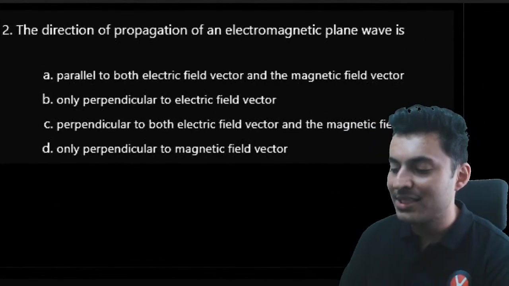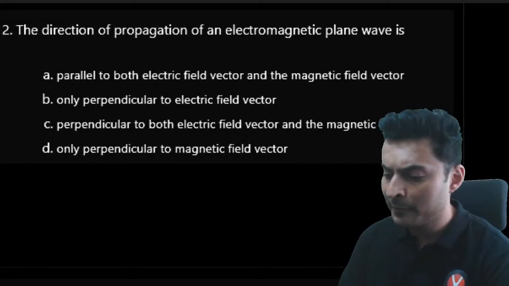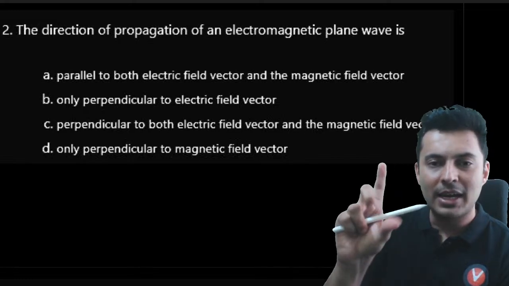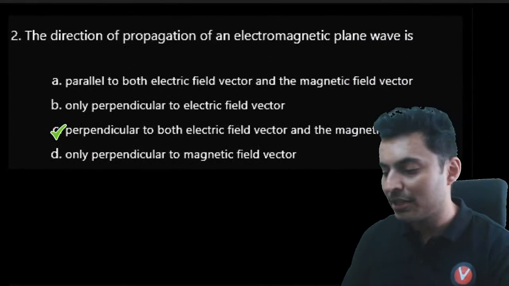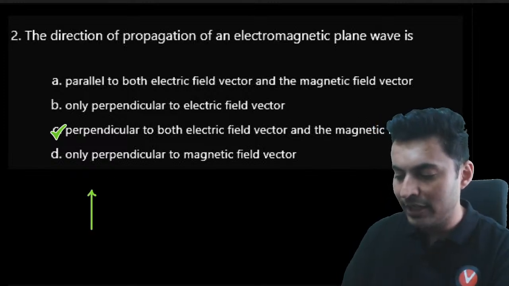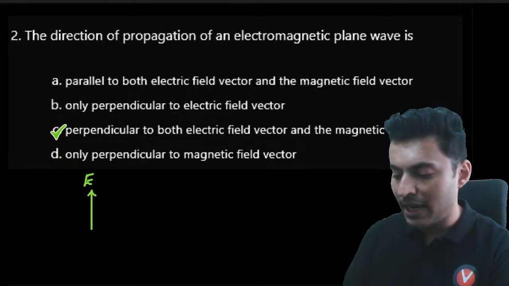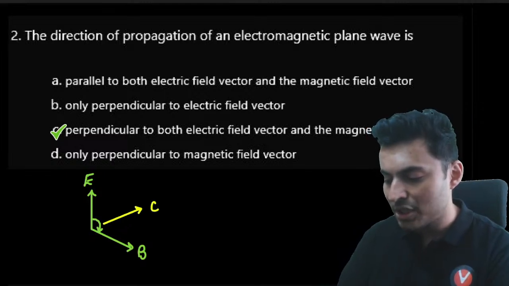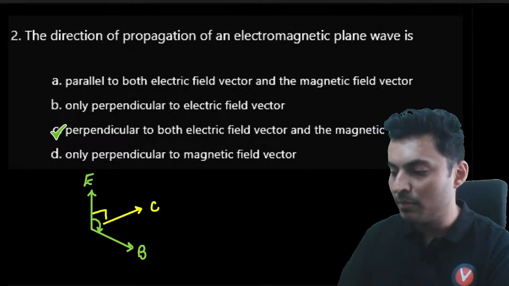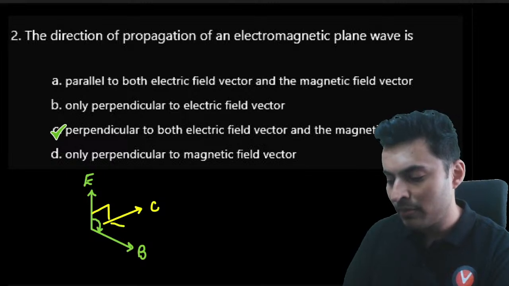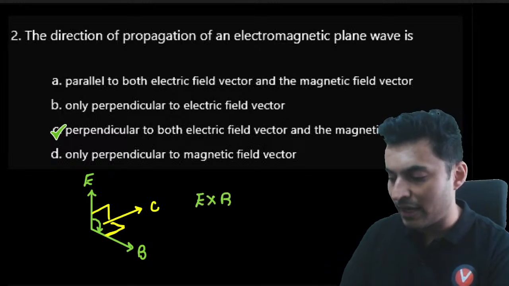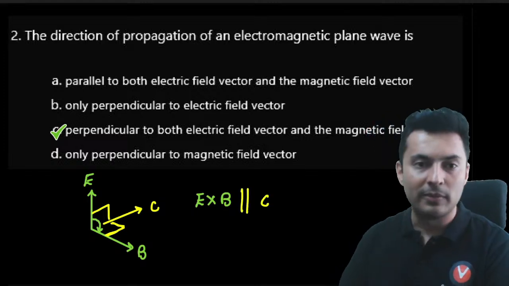The direction of propagation of EM waves is perpendicular to both the electric field and magnetic field vectors. This is standard. Whenever you talk about an electromagnetic wave, the speed of light, electric field and magnetic field are all mutually perpendicular to each other. In fact, if you know that the electric field is like this, and let's say the magnetic field is in this direction, you do E cross B, and whatever direction you get from the right hand rule will be the direction of the velocity of light. Keep this in mind. Electric field cross magnetic field is always going to be parallel to the speed of light.